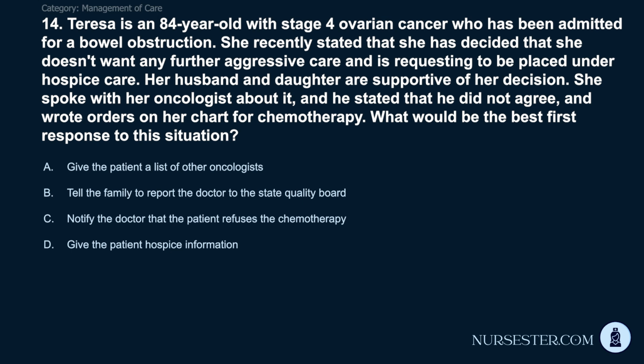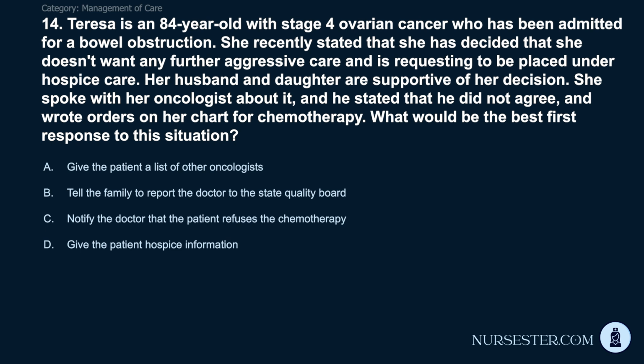14. Teresa is an 84-year-old with stage 4 ovarian cancer who has been admitted for a bowel obstruction. She recently stated that she has decided that she doesn't want any further aggressive care and is requesting to be placed under hospice care. Her husband and daughter are supportive of her decision. She spoke with her oncologist about it, and he stated that he did not agree, and wrote orders on her chart for chemotherapy. What would be the best first response to this situation?